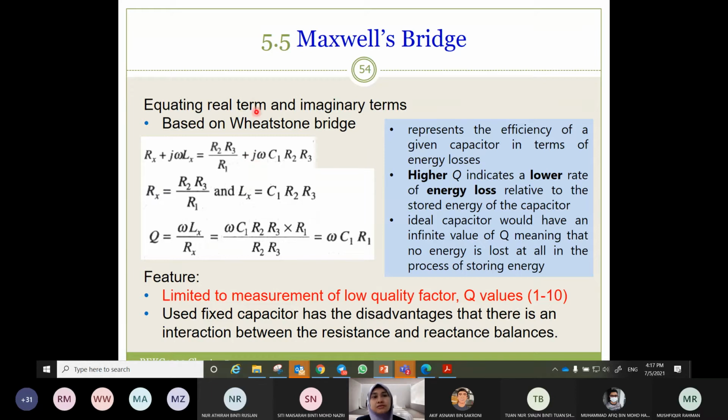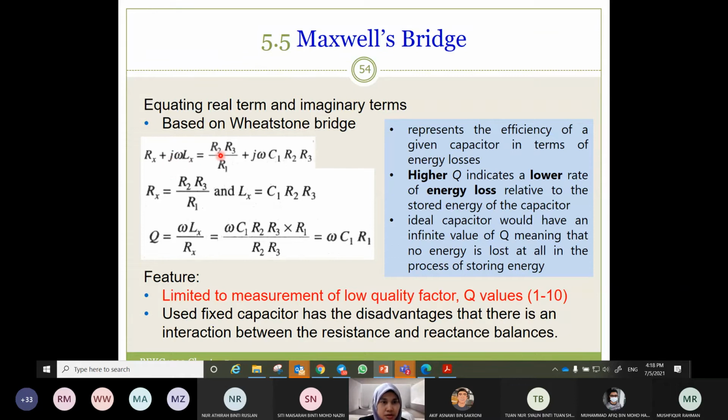Equate real terms and imaginary terms. This is the previous equation. After we expand the equation, now we equate the real terms and imaginary terms. We combine real term with real term and imaginary term with imaginary term. Now here at the left side, Rx is the real term. J omega Lx is the imaginary term. Why? Because we have J, imaginary terms.